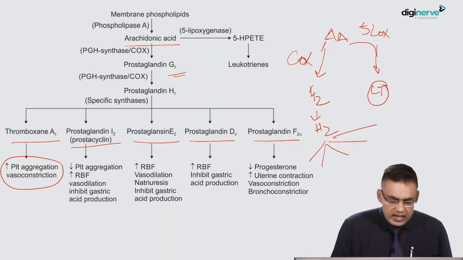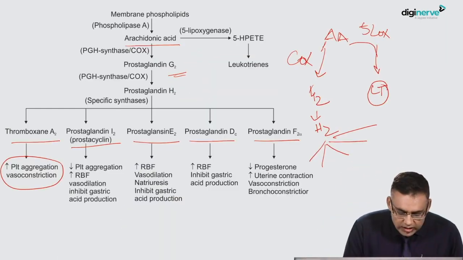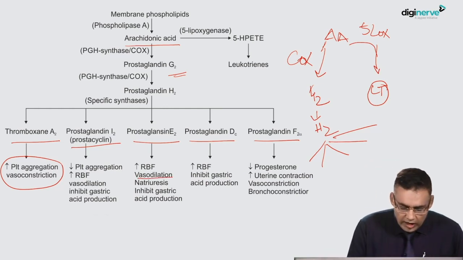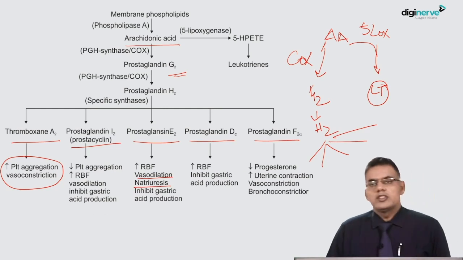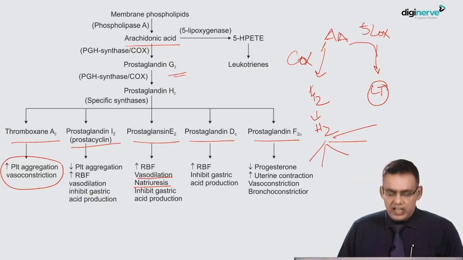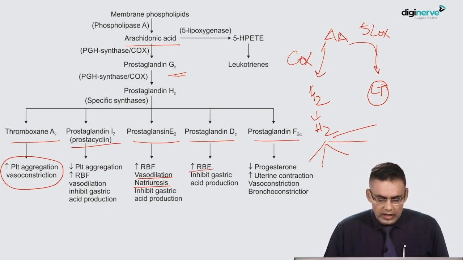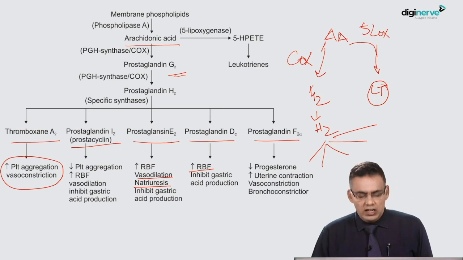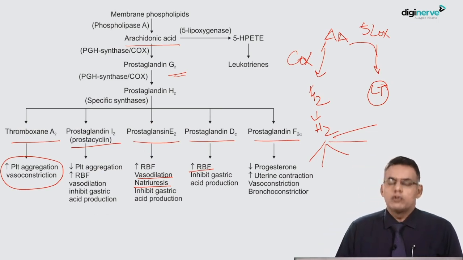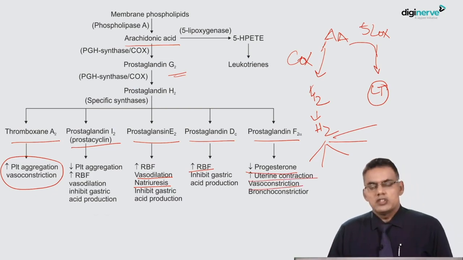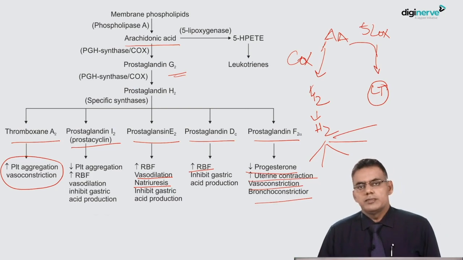Prostaglandin E2 increases renal blood flow, causes vasodilatation, and because there is increase in renal blood flow, it could also cause natriuresis and also causes inhibition of gastric acid production. Prostaglandin D2 also increases renal blood flow. It also inhibits gastric acid secretion, and prostaglandin F2 alpha decreases progesterone, increases uterine contraction, causes vasoconstriction and bronchospasm.